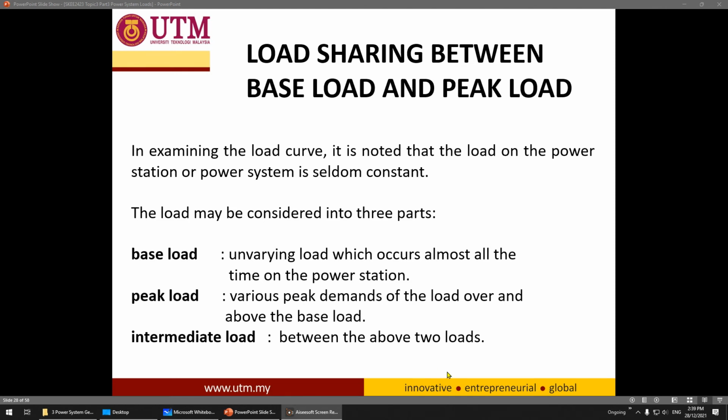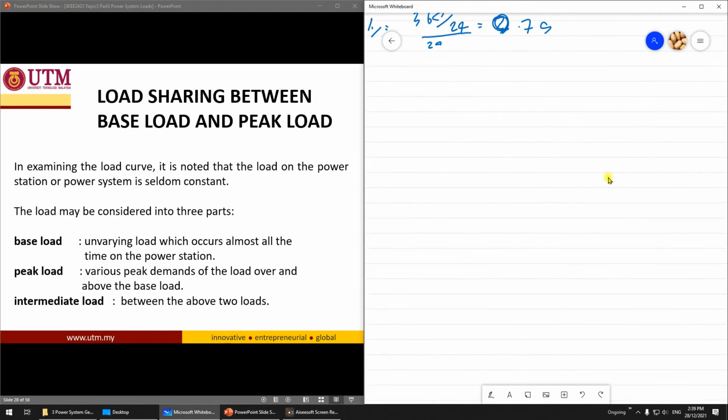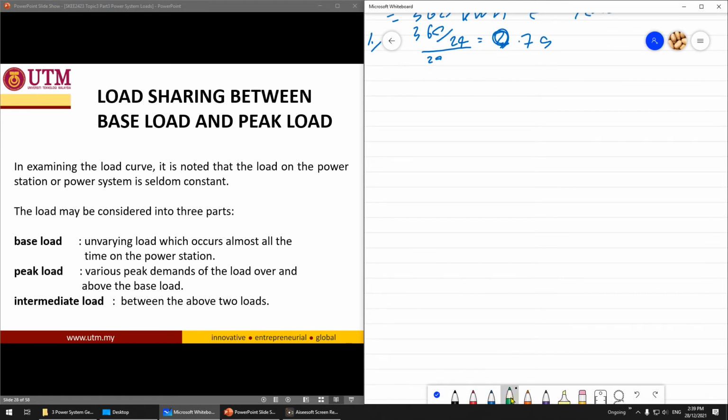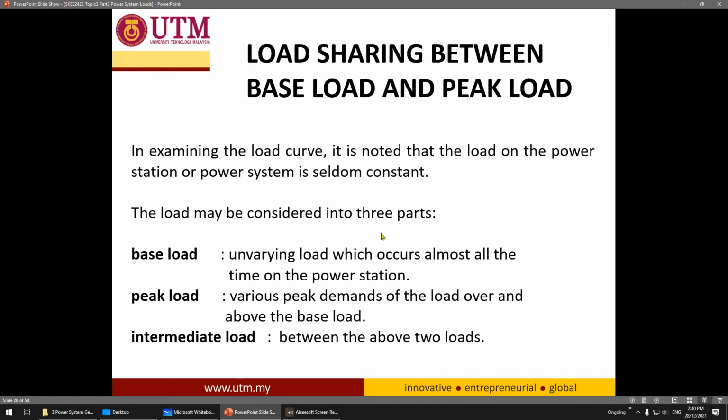Maybe I should redraw this, for those who still do not understand. For example, you have a load something like this. So this is the base, the lowest one. This is the peak. So this is intermediate. Make sure you know which is which.